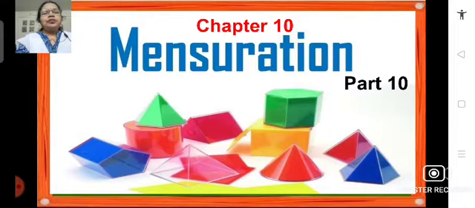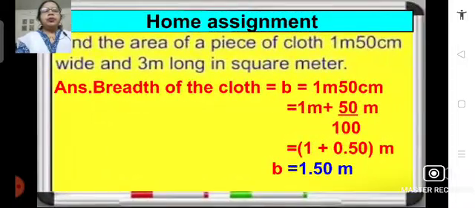In today's session, we are going to proceed with exercise 10.3. But before we do that, we will solve the problem that was given as homework. So this was the problem given as homework. Find the area of a piece of cloth 1 meter 50 centimeter wide and 3 meter long in square meter.